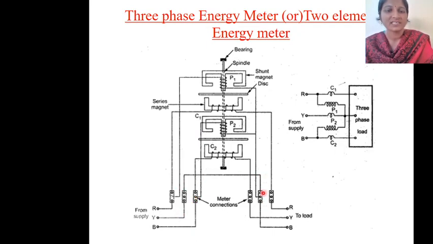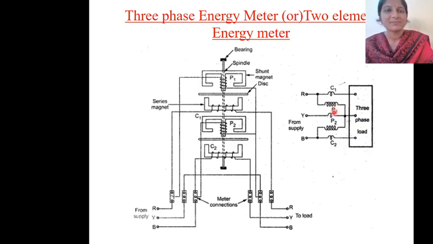The load Y phase and the supply phase are joined here. So that means the pressure coils are connected in parallel and the current coils are connected in series to the load. So this is about the construction.